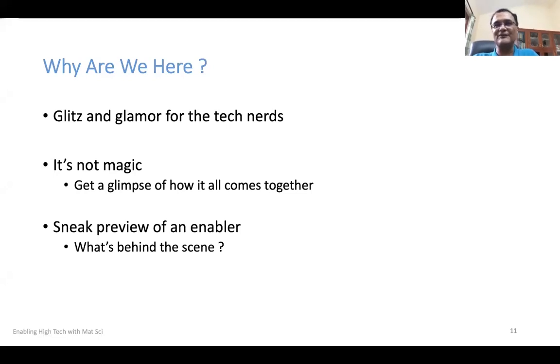The other message I want to communicate in this presentation is that it may seem like magic that a mobile phone can do as much as it does, but it's not all magic. I'll show you some images on how it all comes together, and then end this section with a sneak preview of what's enabling all this.